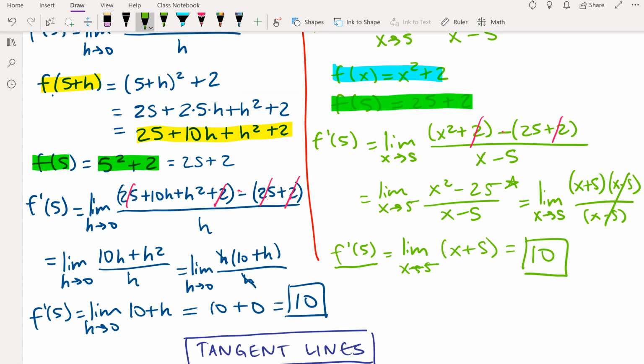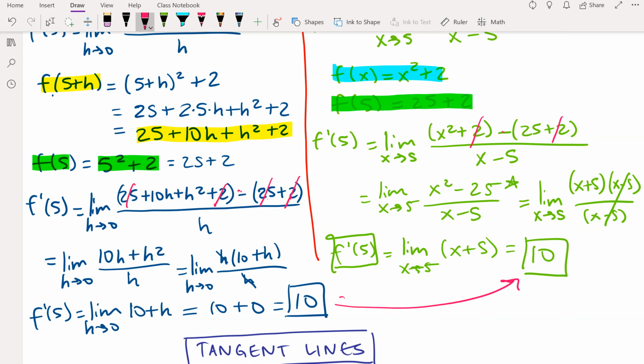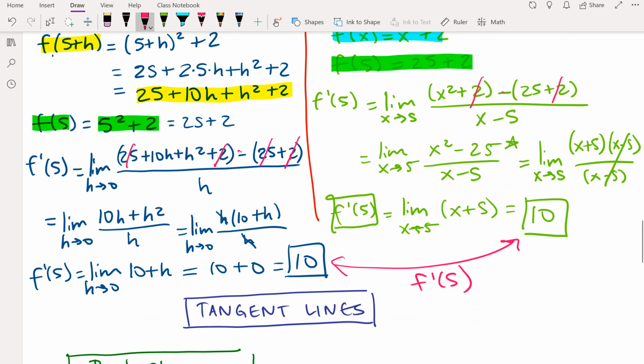That is the derivative. Well, guess what? We got the same thing. No matter what limit definition you use, you should get the same thing for the derivative at a specific x value. Okay, now let's very quickly talk about tangent lines, and then y'all are done with notes.